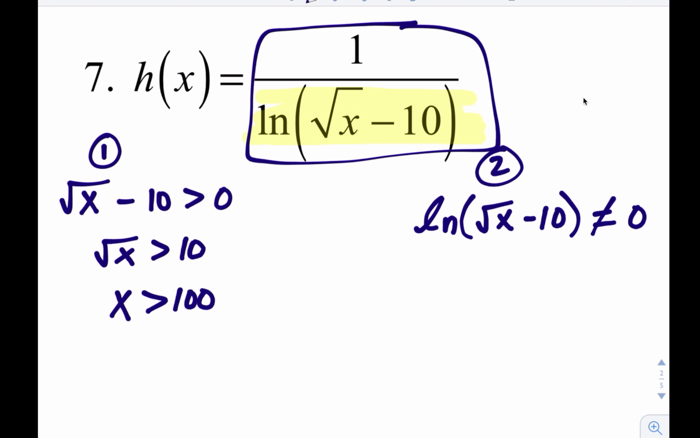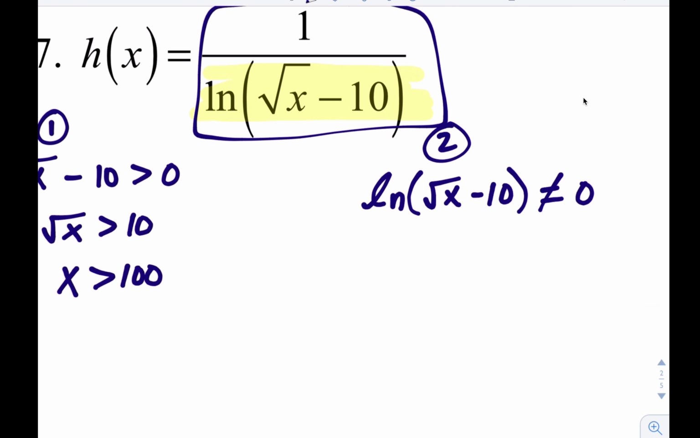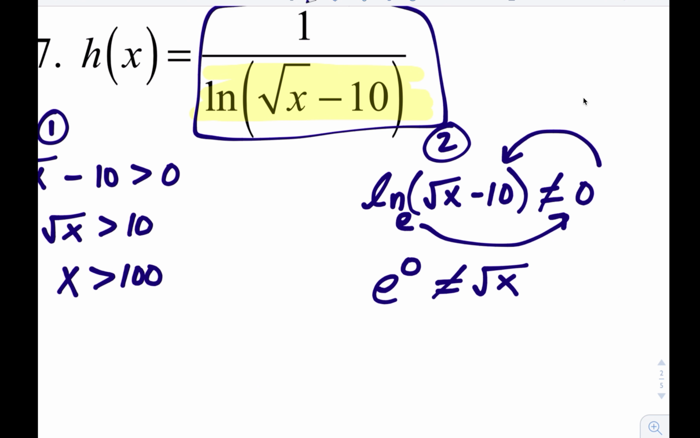And then the second part is I have to figure out what x can't equal. So again, I'm going to write this in exponential form. I know that because it's ln, it's base e. So e to the 0 can't equal the square root of x minus 10.